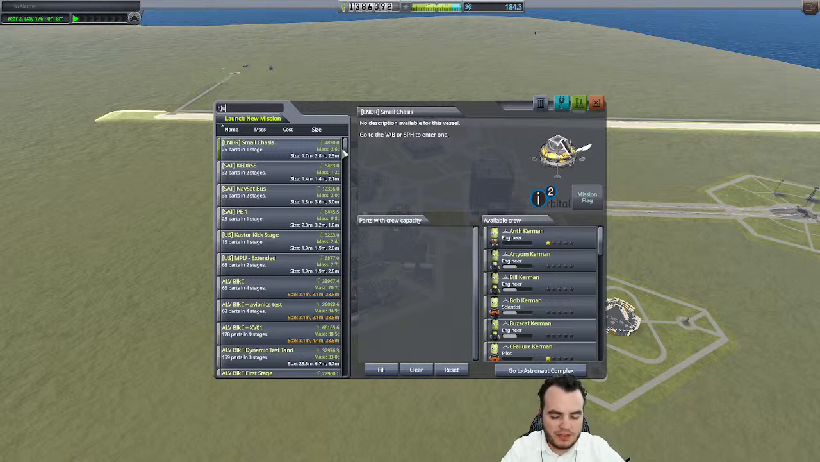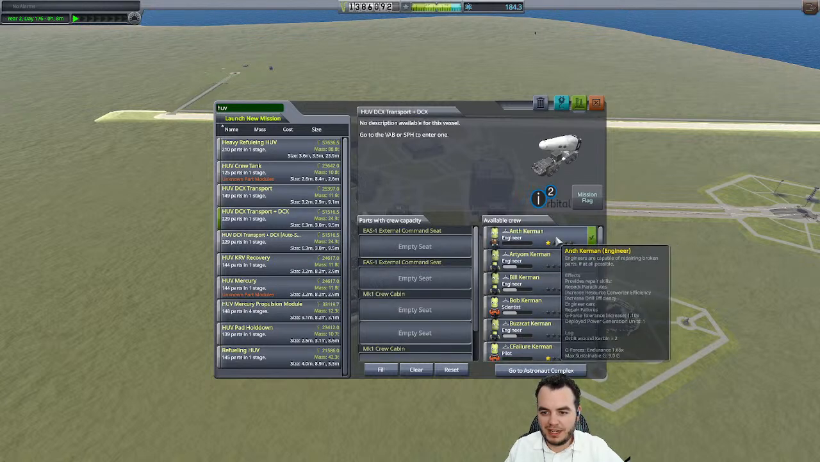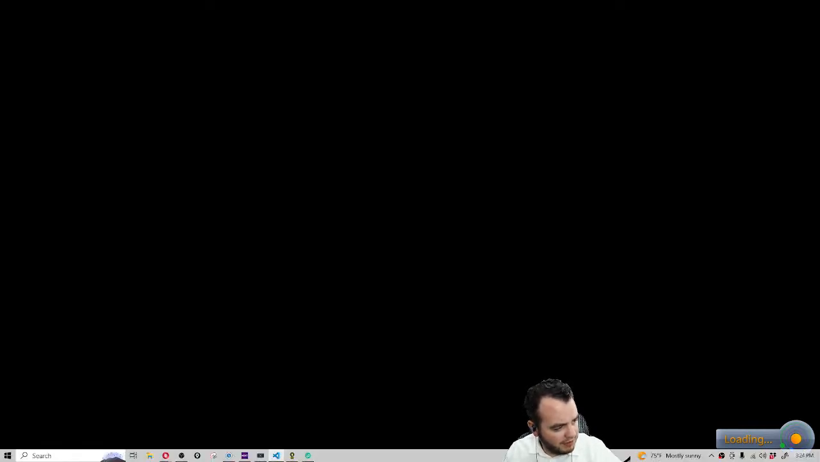So we're going to need the HUV for our heavy utility vehicle, and that's going to need to be with the DCX, and we're going to get Anth Kerman in there. He's our ground crew, and let's go ahead and launch onto the VAB, and we'll kick it over into our landing pad slash test pad. And then we should be able to refuel it and see where our current guidance, navigation, and control lies.